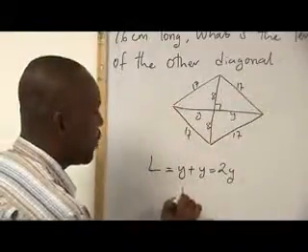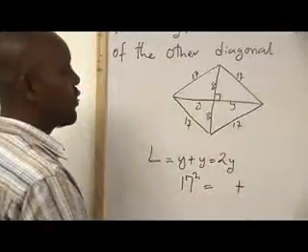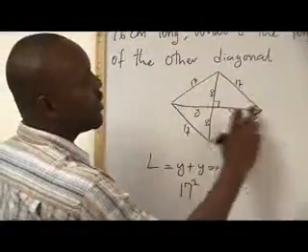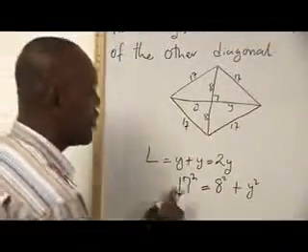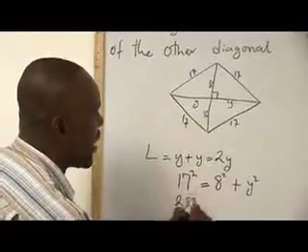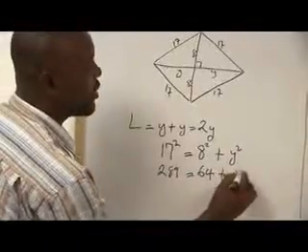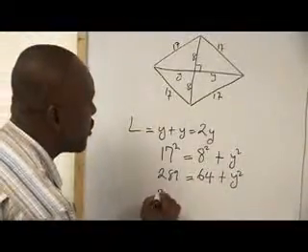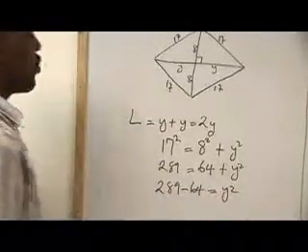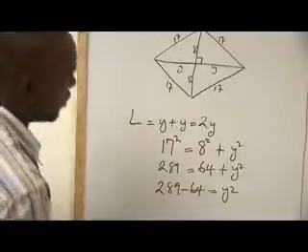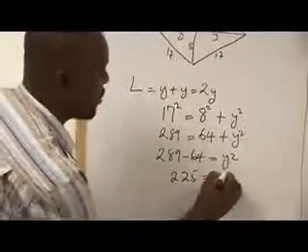And I say the hypotenuse square is equal to what? The sum of the squares of the adjacent sides. 8 and y. So I have 8 squared, y squared. 17 squared is what? 289. And this is 64 plus y squared. Transfer 64 this way, we have 289 minus 64 gives me y squared. 289 minus 64, that is 225, which is y squared.